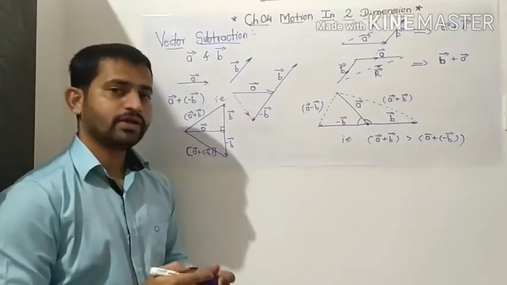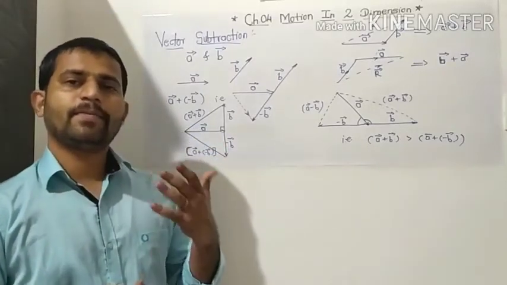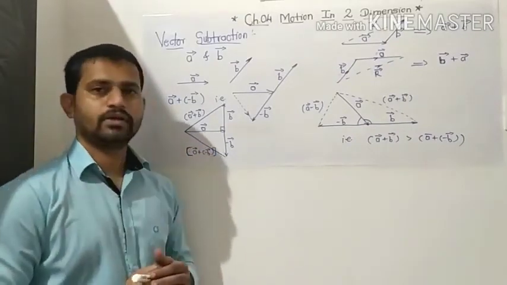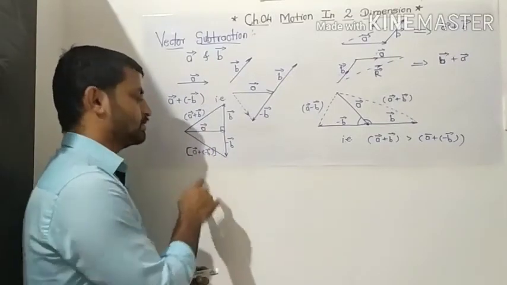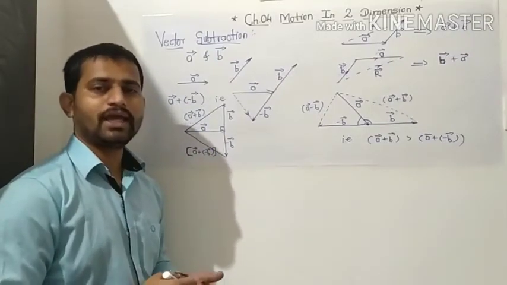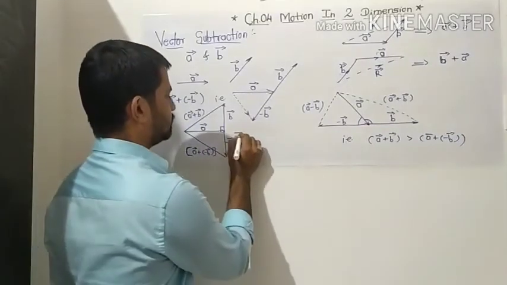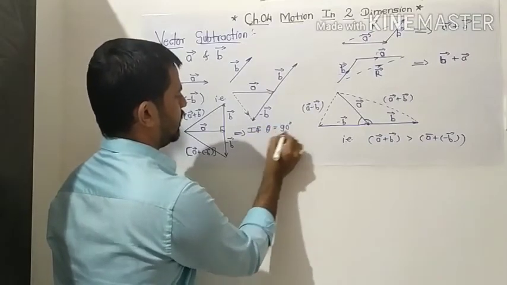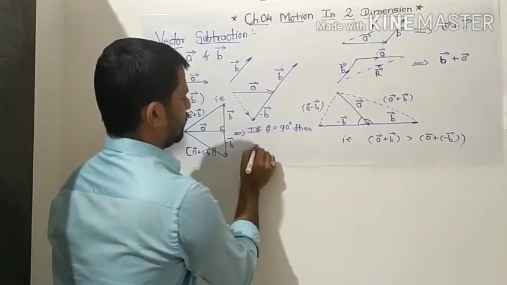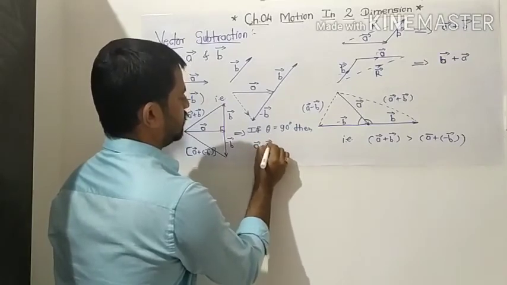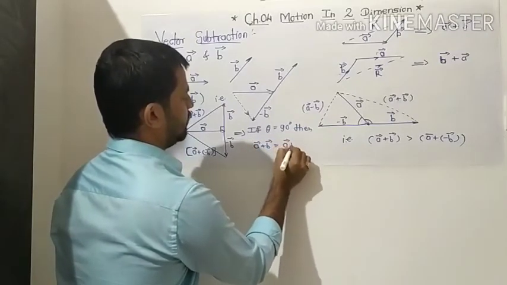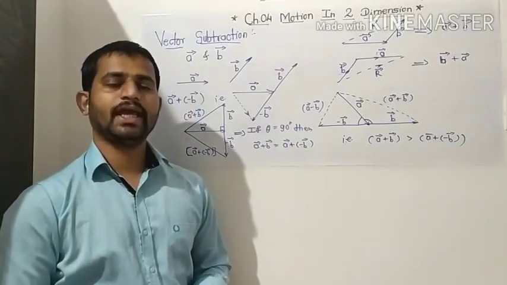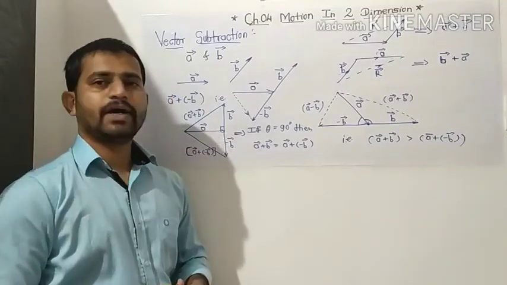So in this case, if the two vectors are perpendicular with respect to each other, then in that case we have the value that A plus minus B is equal to A plus B. Okay, so in this case, if theta is equal to 90 degrees, then A plus B is equal to A plus minus B.